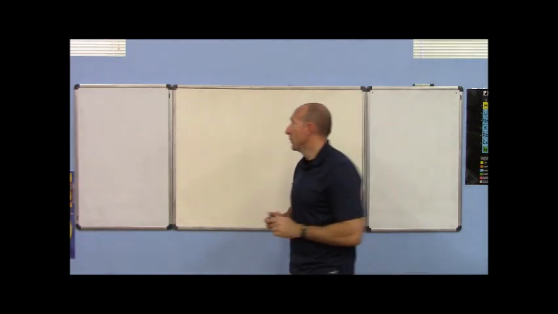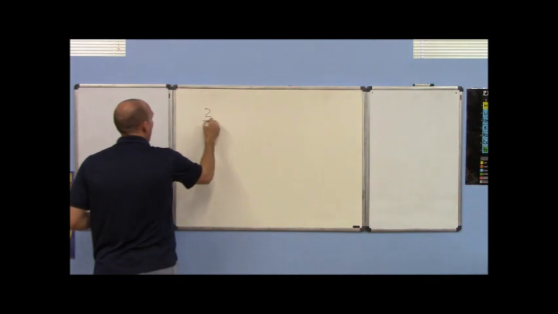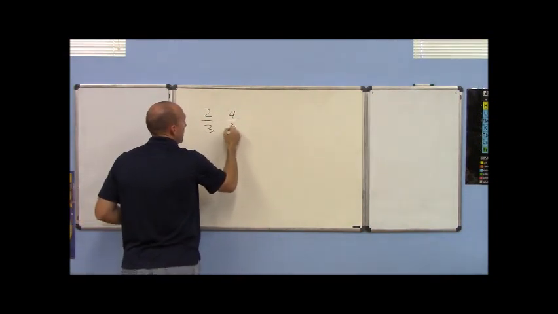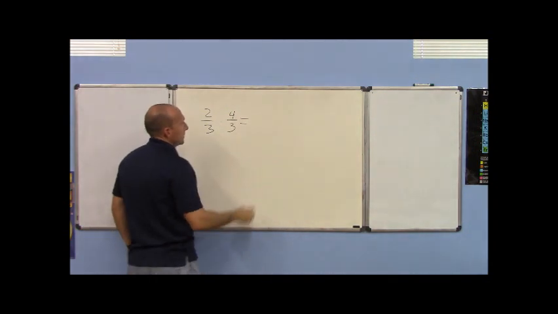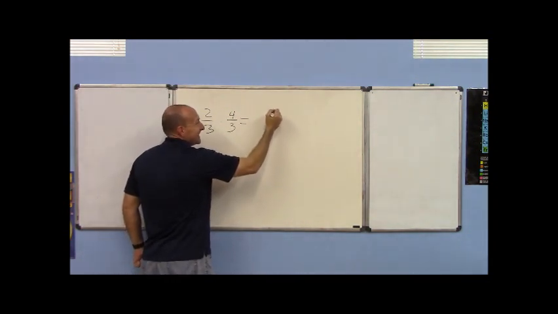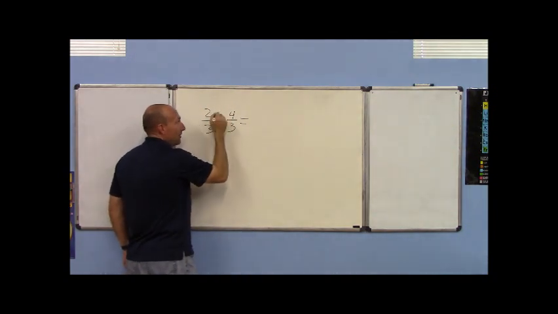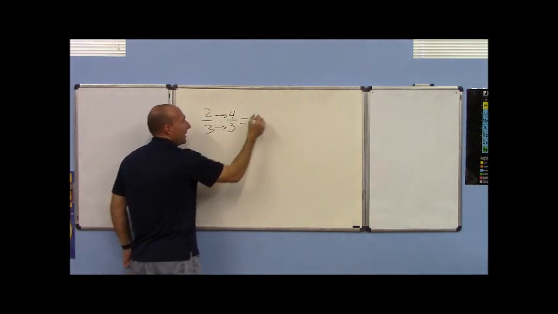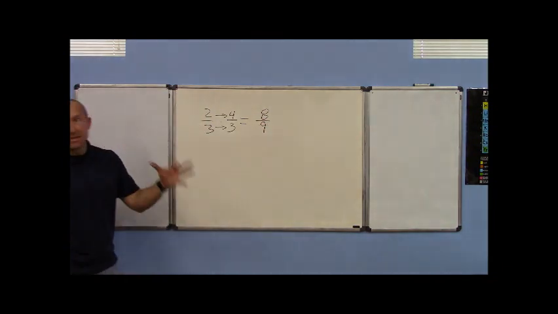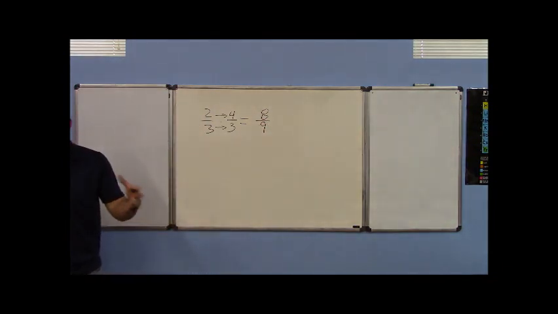Okay? So, which means if we have 2 over 3 times 4 over 3, it's going to equal what? Yes, top times top, 2 times 4. 8 over 9. 8 over 9. Very good.